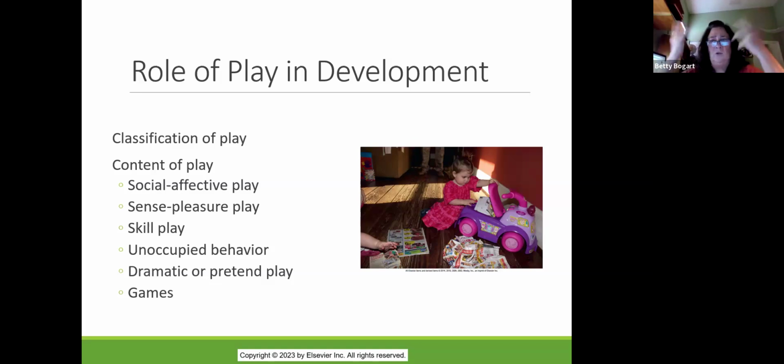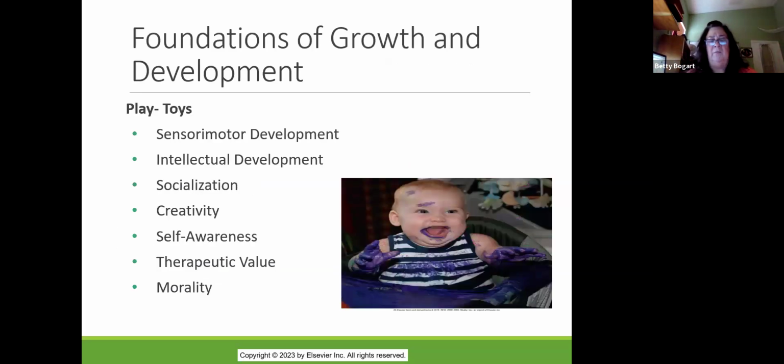Socioaffective is playing with toys and moving them around. Sense pleasure. That's when you put them in the sand or you put them in mud and let them smush it, or mashed potatoes on the high chair, or their food, smushing it, putting it everywhere. You're like, oh, they're making a mess. They're actually learning textures. That's the sense with it. And then et cetera, et cetera. And we'll go on and we'll teach you those.